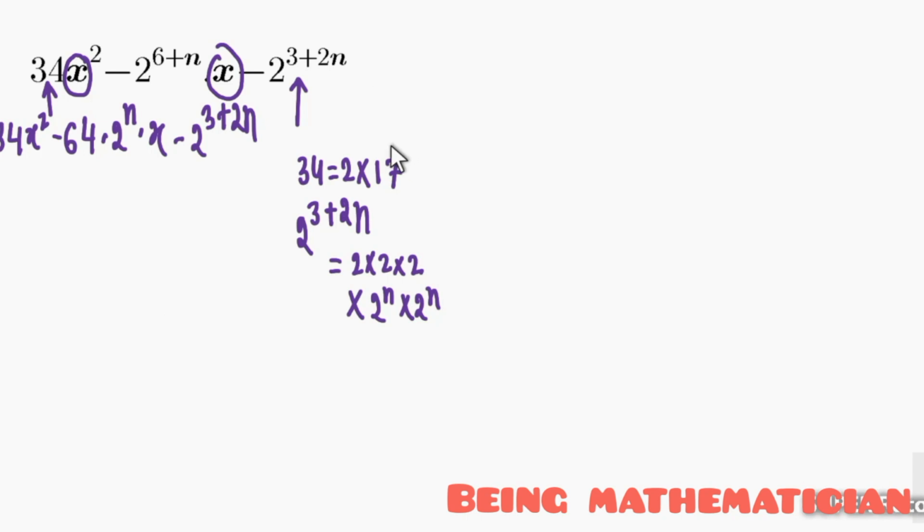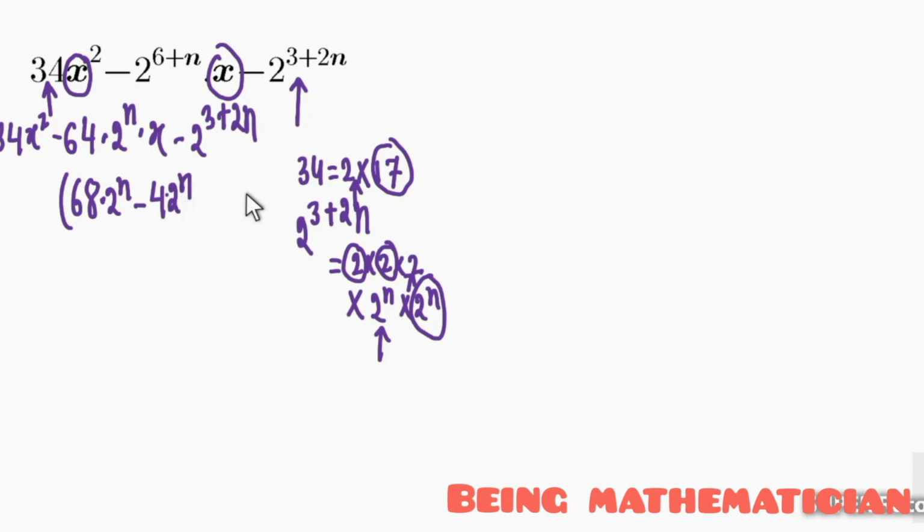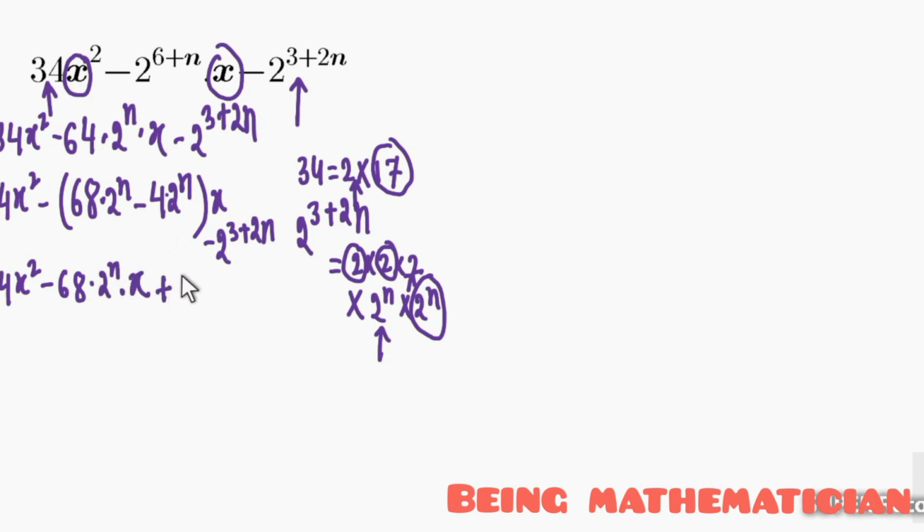Therefore clearly we multiply 17 into 2 into 2 into 2^n, we get 68 times 2^n, and 2^n multiplied by 2 and this 2, we get minus 4 times 2^n. So the expression is 34x² − 68·2^n x − 4·2^n x + 2^(3+2n).